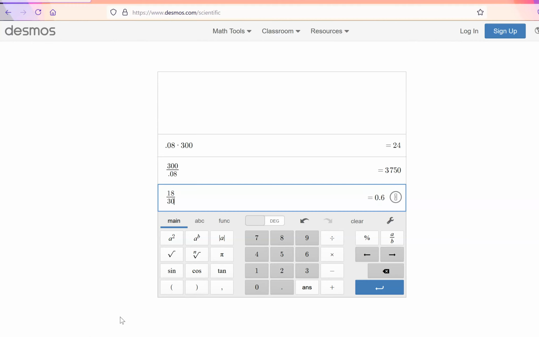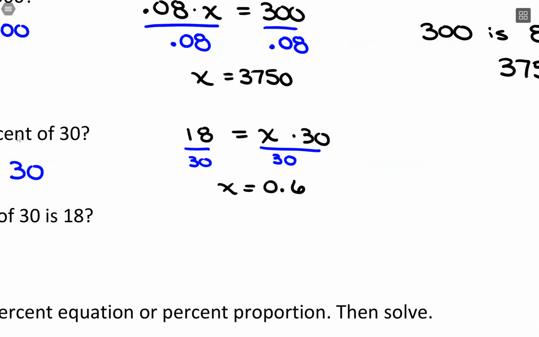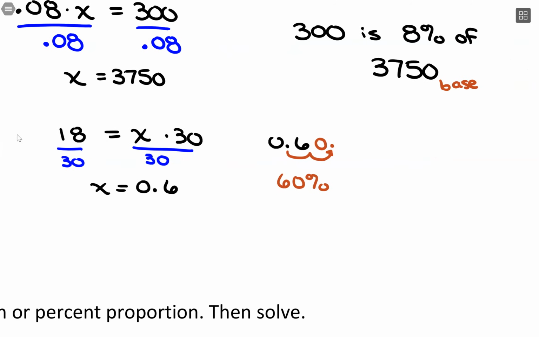which is 0.6. Now, just be aware with our calculations, it's going to give you the decimal form, so this is not 0.6%. Instead, what we need to do is convert it. So to convert it to a percentage, we're going to move the decimal 1, 2. So this is the same thing as 60%. So I would say that 18 is 60% of 30.